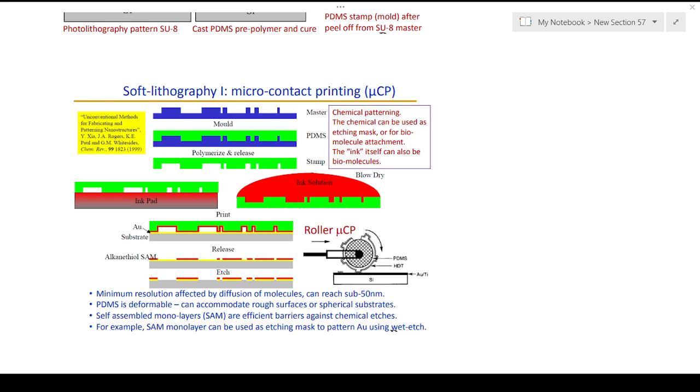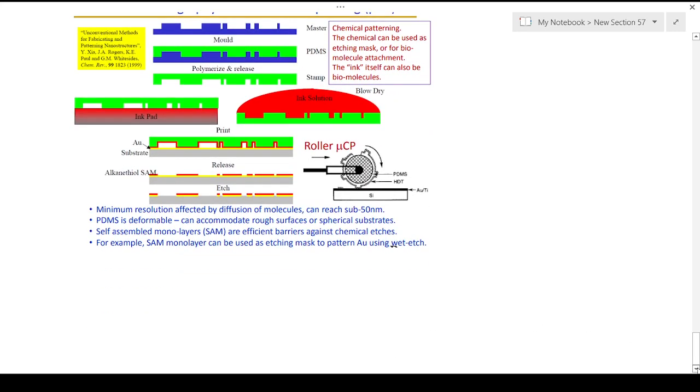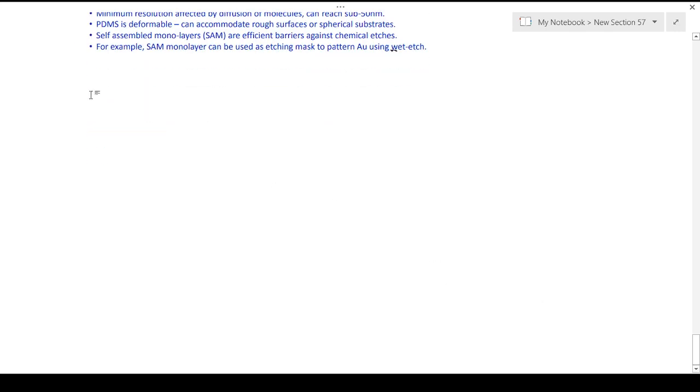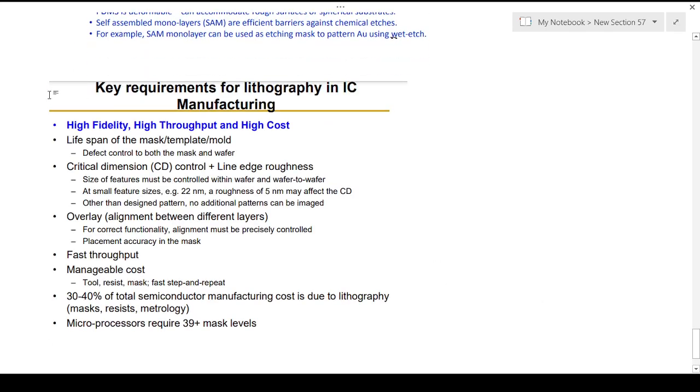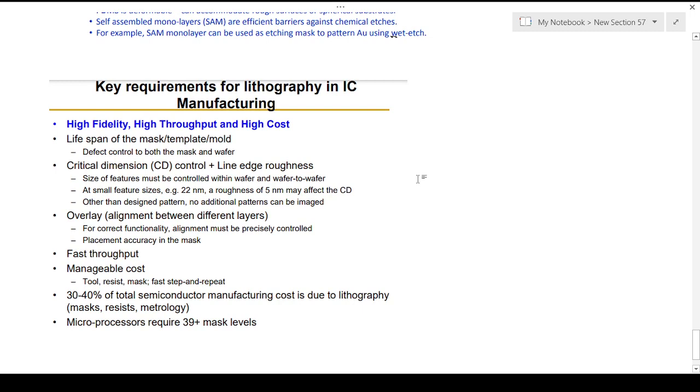So the requirement, I already said, is that the lithographic technique is very important when you talk about IC manufacturing. In IC manufacturing cases, as you see, there are many properties that can be infused, and many factors, like the lifespan of the mask.